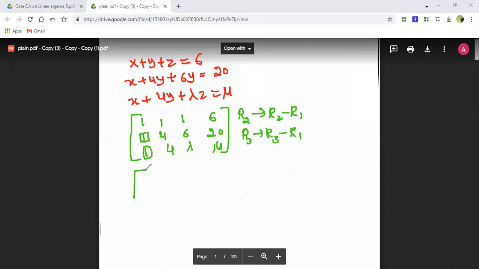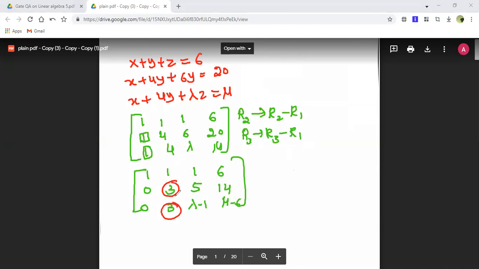If I do this, I will get 1, 1, 1, 6. Then 1 minus 1 is 0, this is 3, this is 5, and this is 14. Similarly 0, then 4 minus 1 is 3, then this is lambda minus 1, and this is mu minus 6. Here you can see this is 3, this is 3.